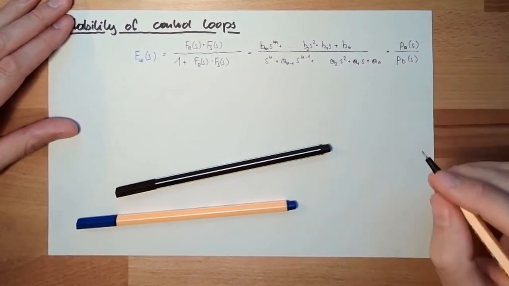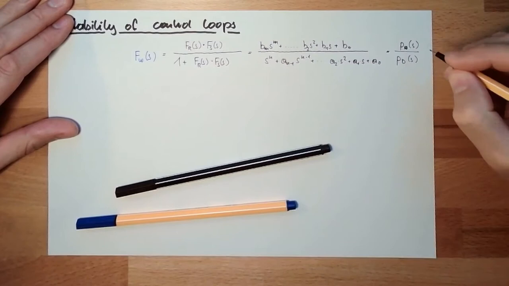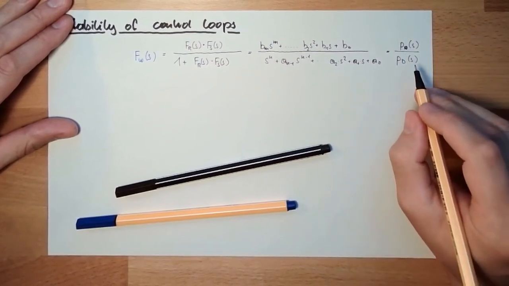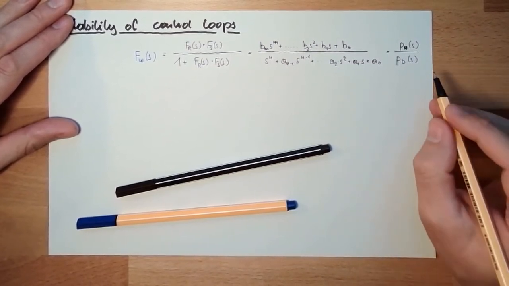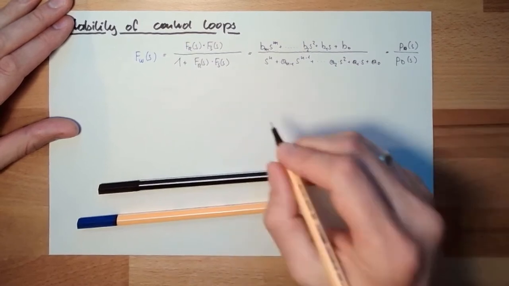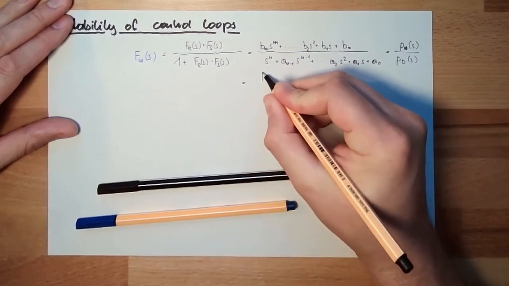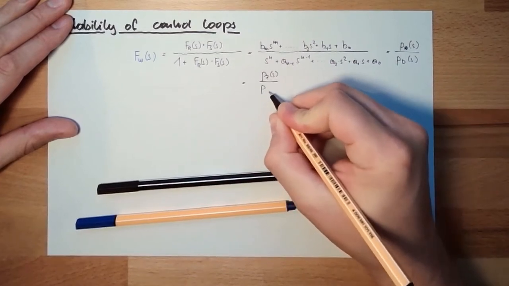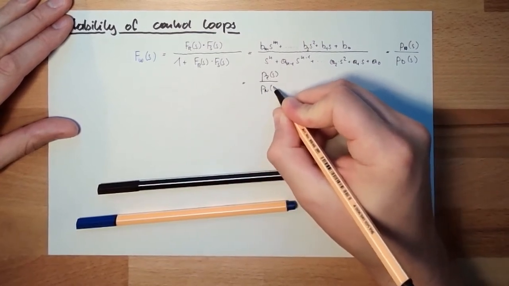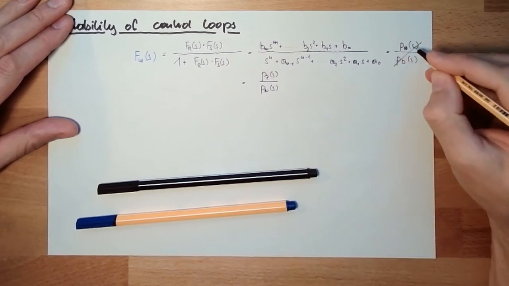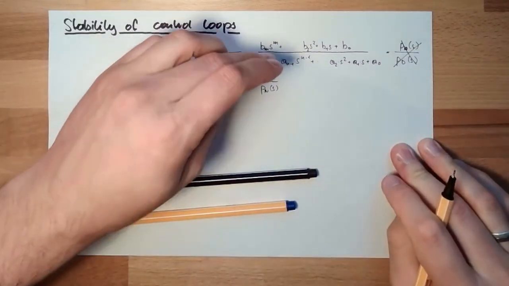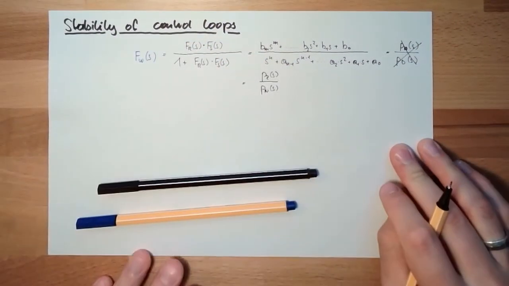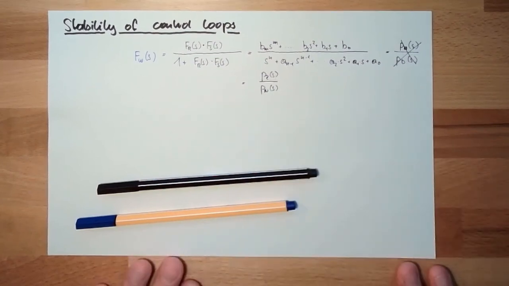Because it does not really fit our script, I will use the German abbreviations. This means Zählerpolynom divided by Nennerpolynom. Numerator, denominator, Zähler, Nenner. This is why these abbreviations are used.